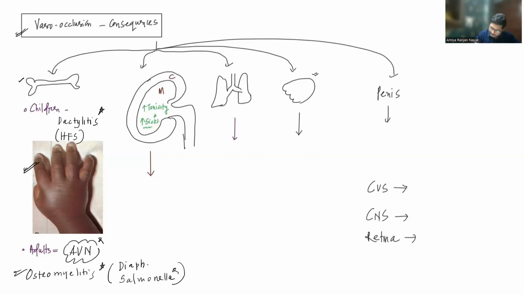Then what is going to happen in the spleen? First, we'll discuss the bone and spleen, then we'll go to the other organs. Initially, because of extravascular hemolysis, there will be splenomegaly like in any other condition. But ultimately, because of vaso-occlusion and multiple infections, if this process continues, all these patients will go for autosplenectomy.